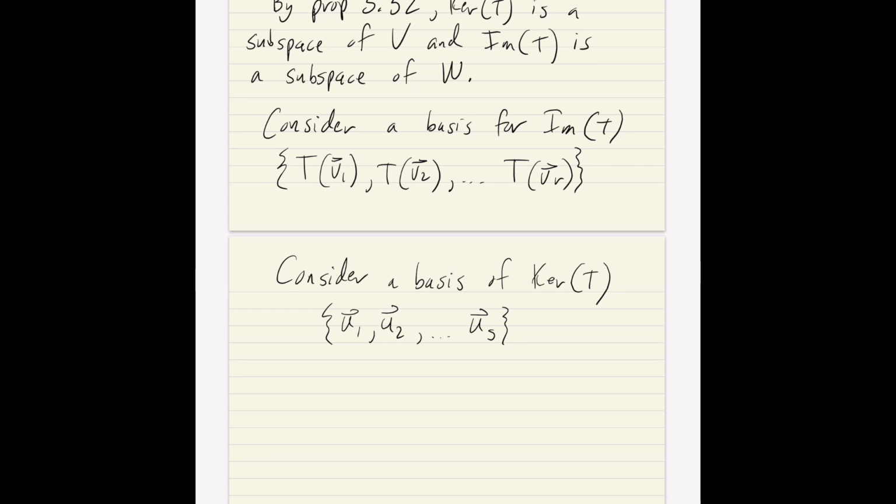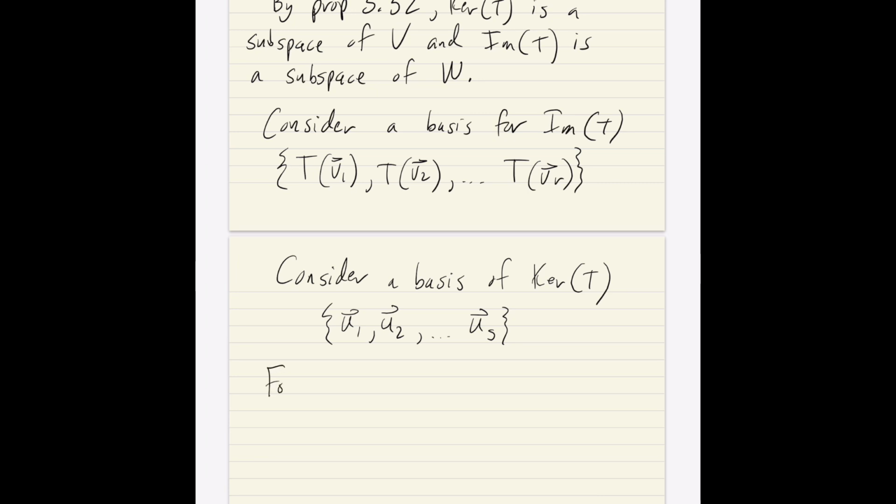Okay, so now we're going to use the definition using the linear transformation and linear combination, and we're going to go ahead and start finding the kernel of the linear transform matrix.